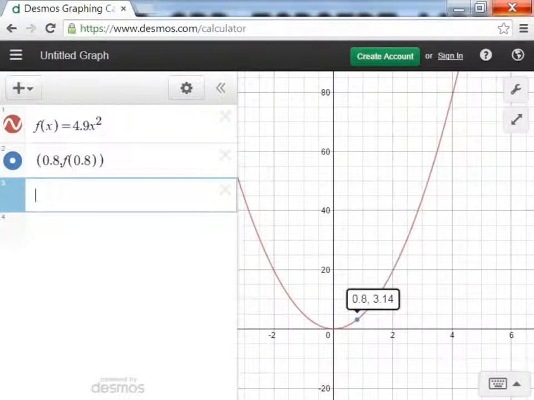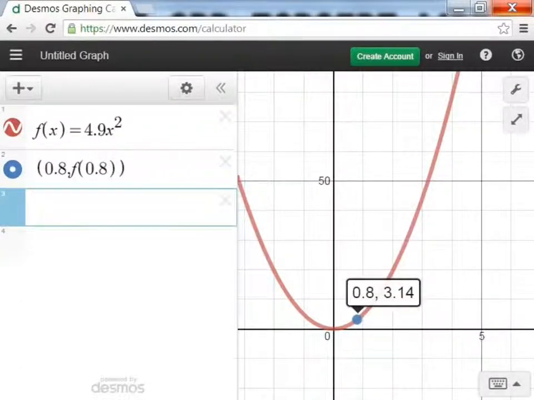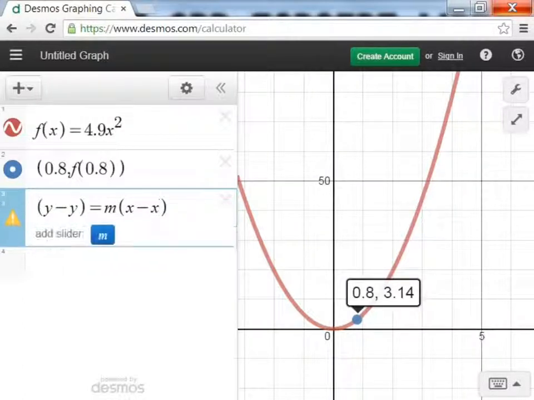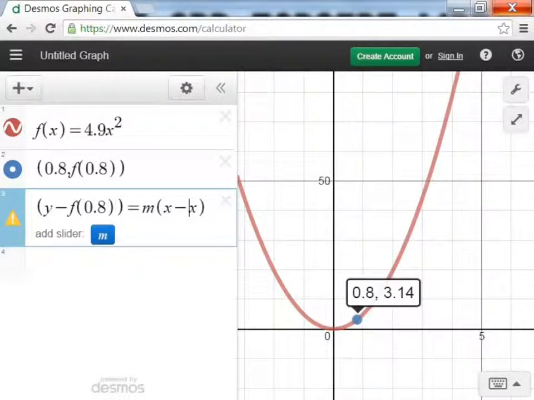So check out what we can do. We can actually make a linear equation right here using point slope form to guesstimate what our slope's going to be. So actually here, let me put this on projector mode. All right, so here is point slope form. Remember how it's y minus y1 equals m times x minus x1? So what we need here is a y and an x. So the point that we have is f of 0.8 for the y, and then the x is 0.8.